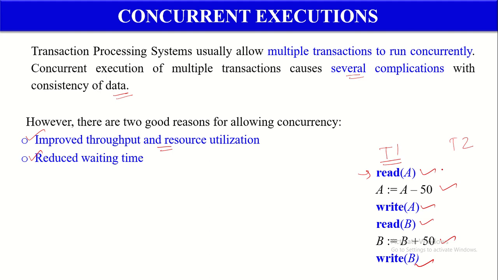So resource utilization is improved, as well as when multiple transactions are permitted to execute, more operations can be executed. That is, we can achieve high throughput. That is, the number of operations that are executed in a given amount of time is more. Okay, so when transactions are executed concurrently, it helps to achieve improved throughput and resource utilization. The next advantage is reduced waiting time.